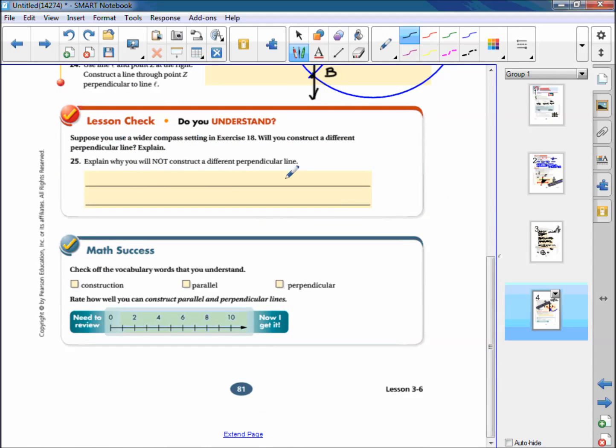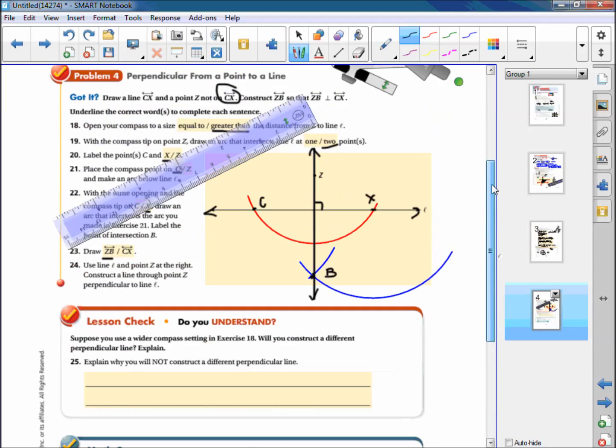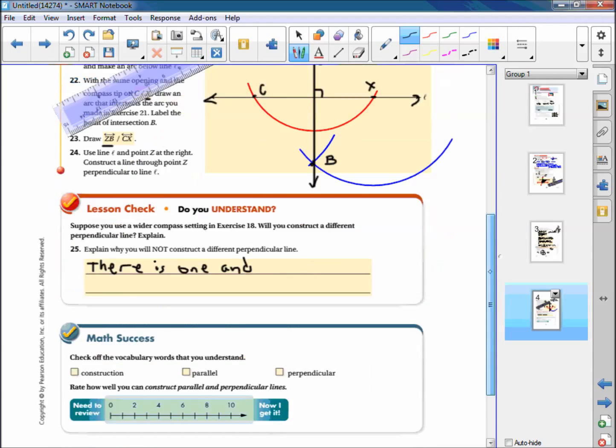So suppose you use a wider compass mark in exercise number 18. So the first one, what if we made it wider? Would it change our answer at all? And this should be no. Explain why it will not construct a different perpendicular line. There is only one perpendicular line through another line, okay? So there is one and only one line perpendicular to another.